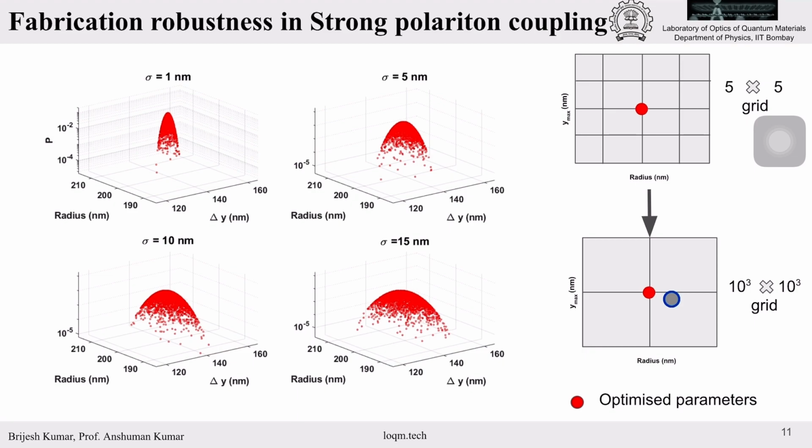Then we choose random 500 points with different deviation sigma values: 1 nanometer, 5 nanometer, 10 and 15 are shown here. The distribution we took is Gaussian, and then we averaged the absorption spectra of all these 500 points to calculate for a single sigma 1, and so on.